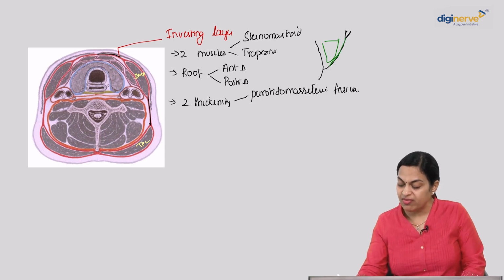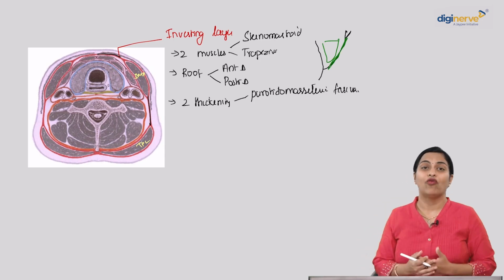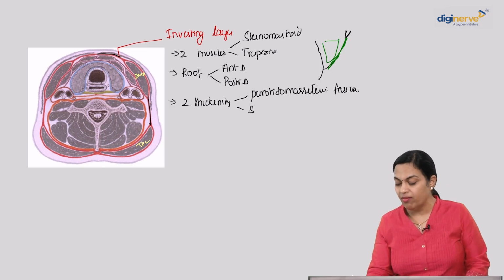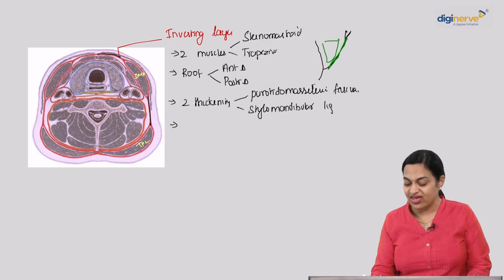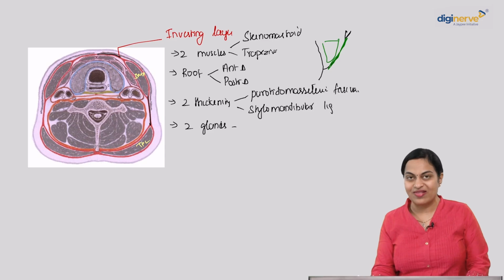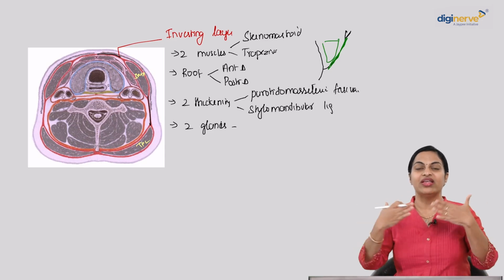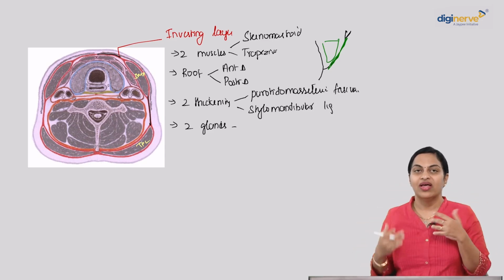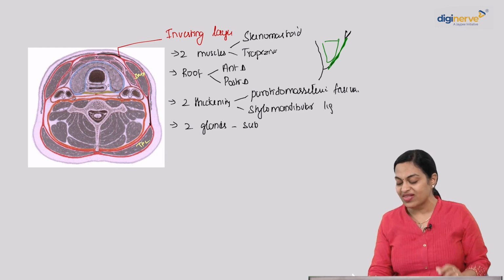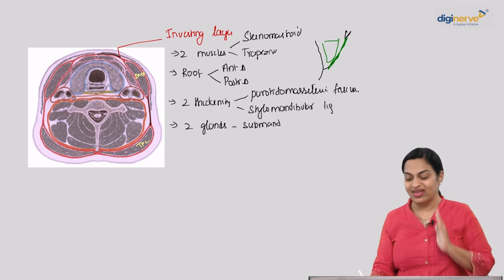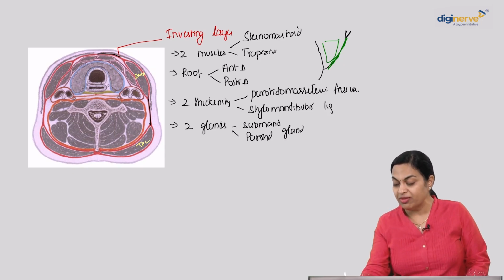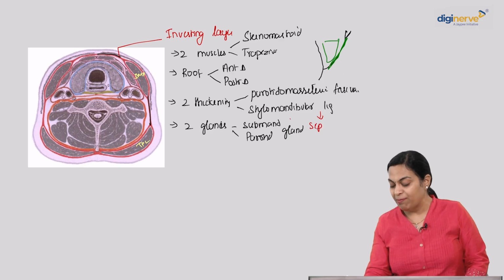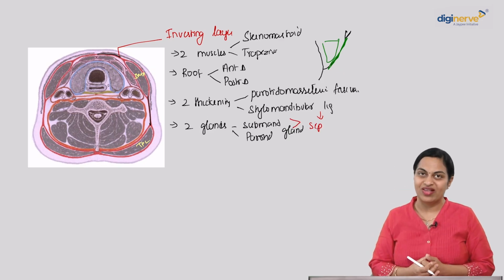This part extending between the styloid process and the angle of mandible is called the stylomandibular ligament. So these are the two thickenings of the investing layer of deep cervical fascia. It encloses two glands. When we trace the investing layer from below upwards, it splits to enclose the submandibular salivary gland, and here in the face, it splits to enclose the parotid gland. And this stylomandibular ligament separates the parotid gland and the submandibular salivary gland.